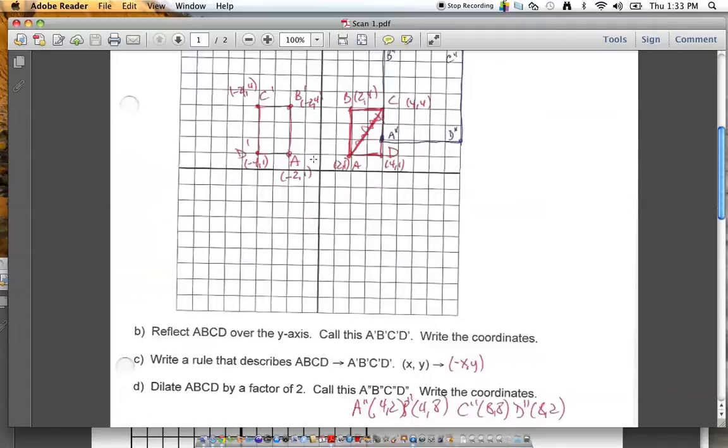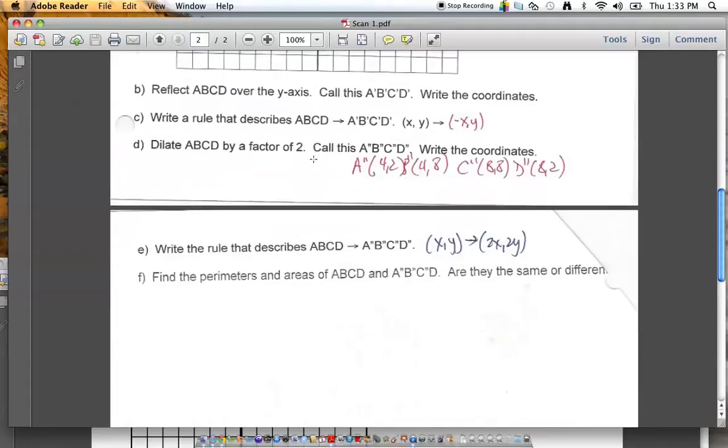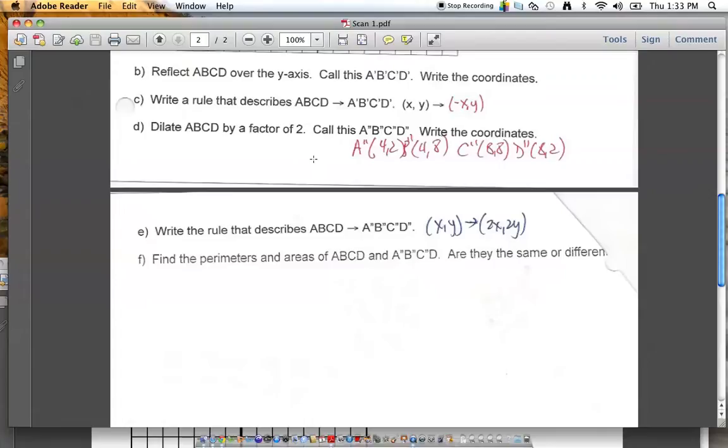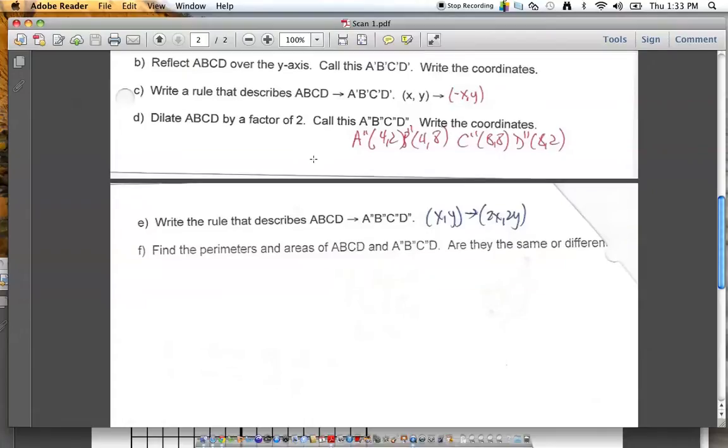Now, the last thing to do is to write the rules in terms of what's happening. If you noticed, when we did the reflection, the x got negated, but the y stayed the same. Whatever axis you reflect over will always stay the same. So I get (-x, y). And for the dilation, I multiplied by 2. So (x, y) becomes (2x, 2y), because 2x means 2 times x, and 2y means 2 times y.